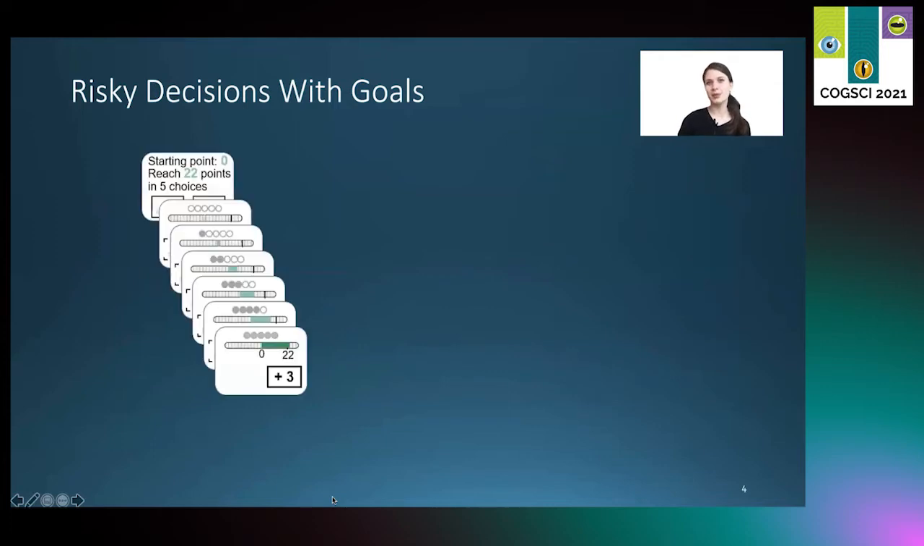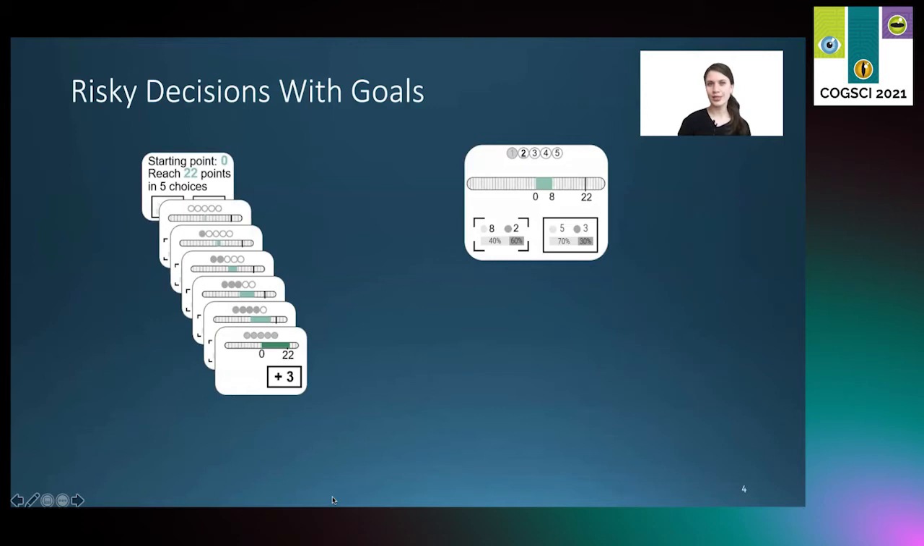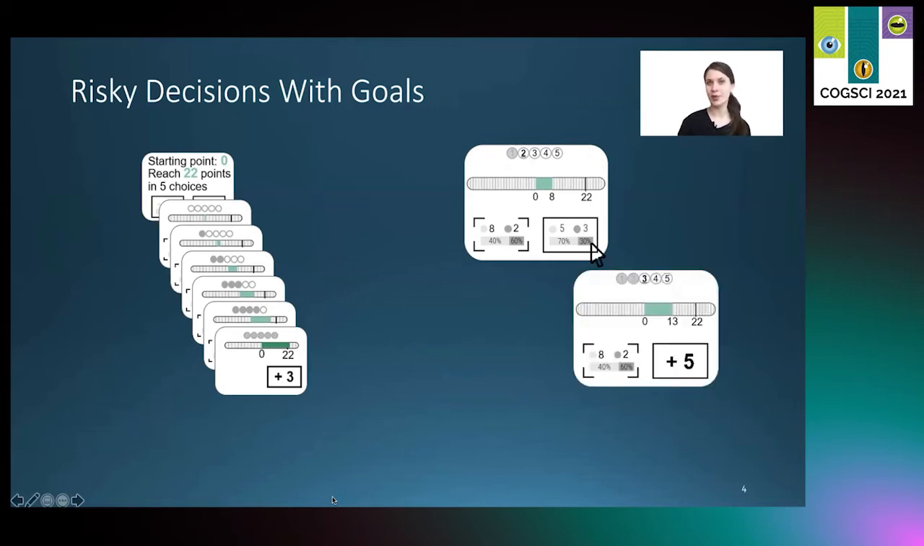In the standard task, people start with zero resources, here points, and they have to reach a positive goal in 5 trials. In each trial, people choose between 2 options in order to gain points. Here, in this example choice, in the second trial, the current point state is 8 and the goal is 22. Here, for example, the decision maker chooses the right option, then an outcome is drawn. Here the decision maker gets 5 points, and this increases the point state from 8 to 13.